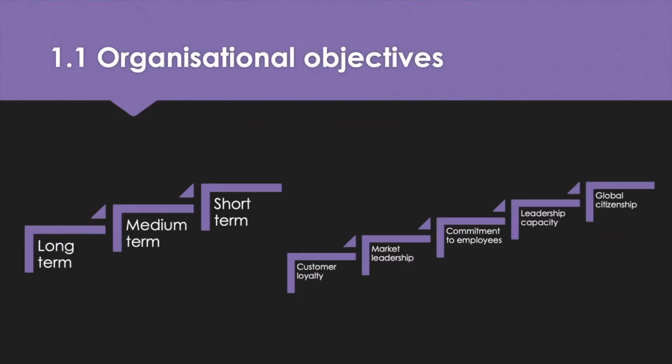A medium-term objective is likely to be a functional objective, for example, increase sales per product line by 10% in the next year. And then a short-term objective will be at unit level, which could be to increase the units sold by each shop by 100 units each month.